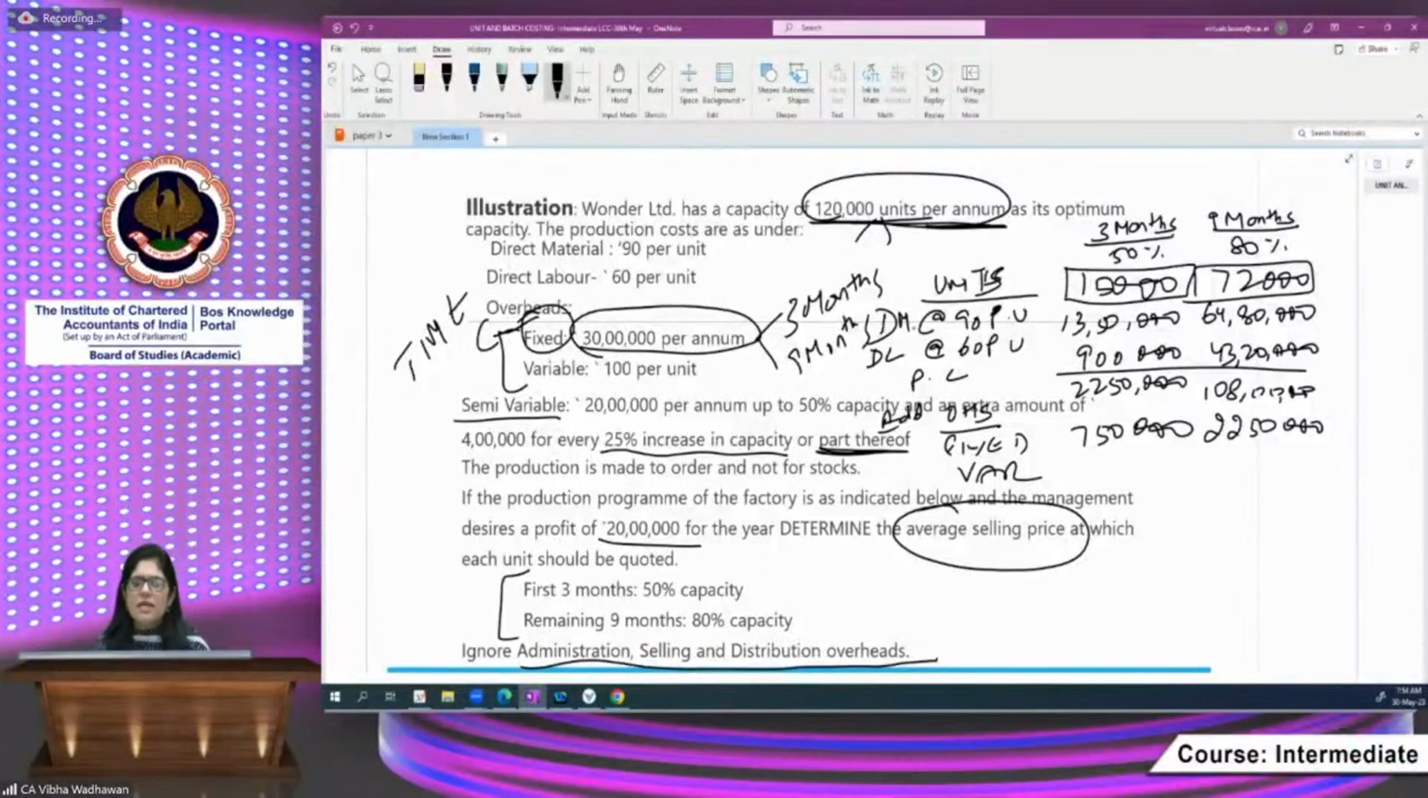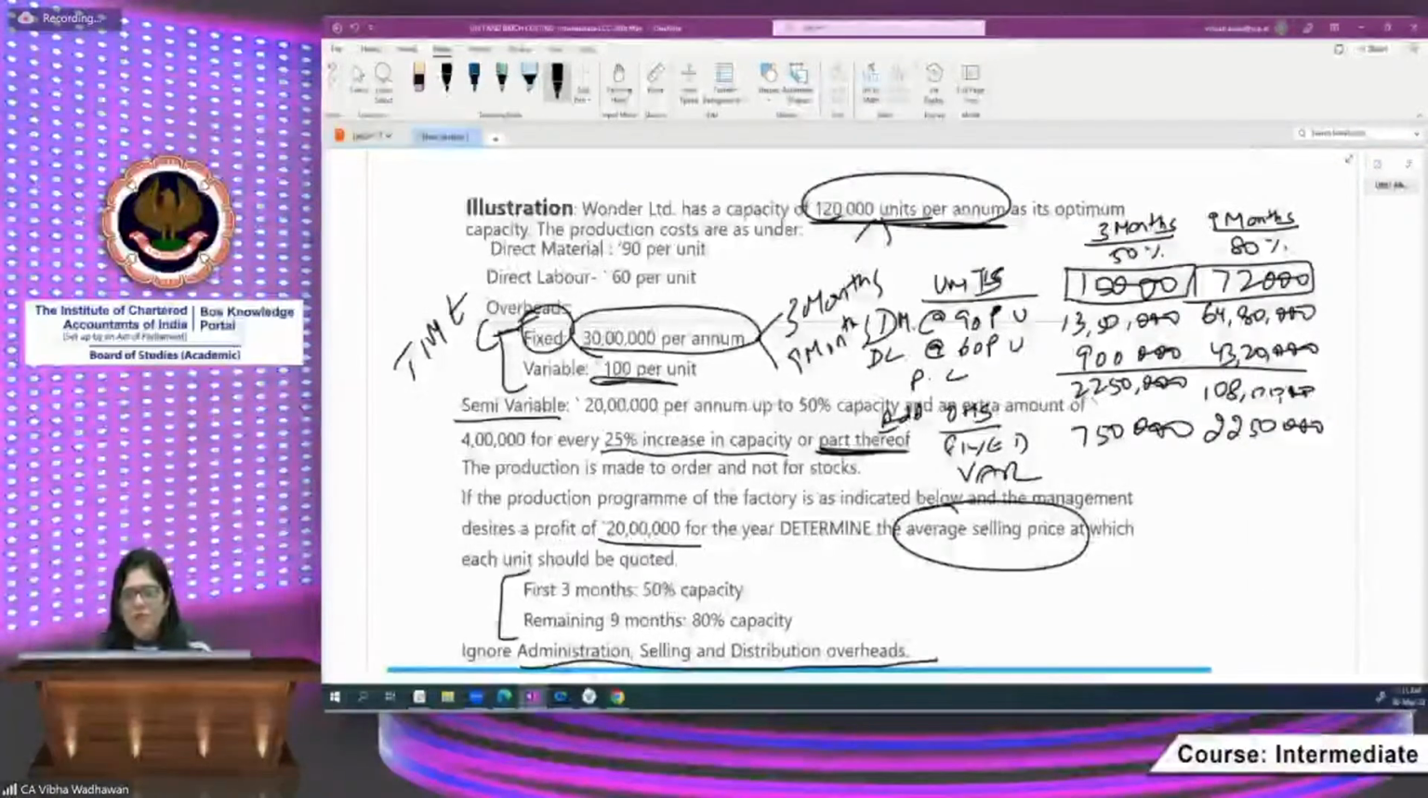Clear? See, in overheads here also I'm showing fixed and variable separately. That does not mean I'm not following absorption costing. All right, I'm glad you have understood, Rajesh. For the first 3 months, the fixed cost is always related to time. Now coming to variable, 100 per unit variable. Variable cost is most of the time given per unit. So variable cost is 100 per unit.